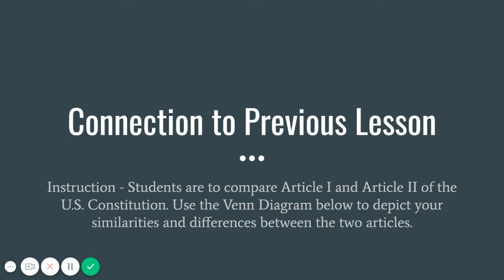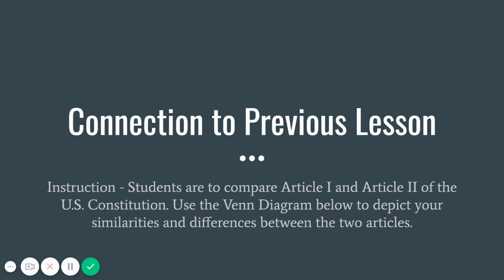Now, this is a connection to previous lessons. What you're going to do is take those notes that you found in Article 2, Section 1 of the Constitution, and compare it to Article 1, Section 1 of the Constitution that you read about 2 weeks ago, using a Venn diagram provided for you on your note sheet.